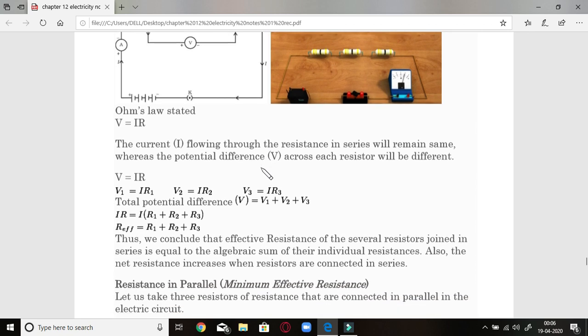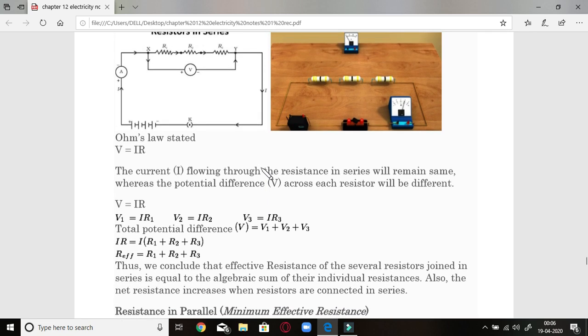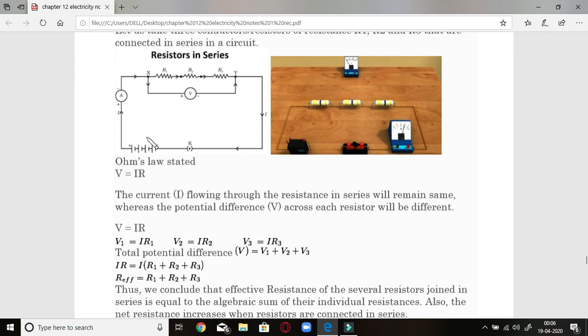Now if we use Ohm's law, students, we will find that, first of all, let us understand it. When current passes through it, it will go straight and pass through all the resistors, and it will be the same.